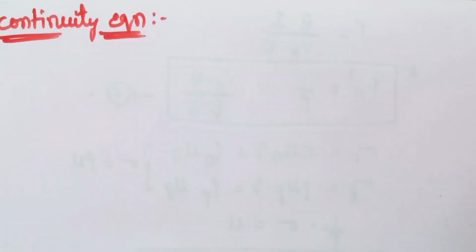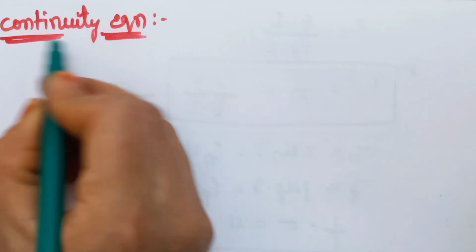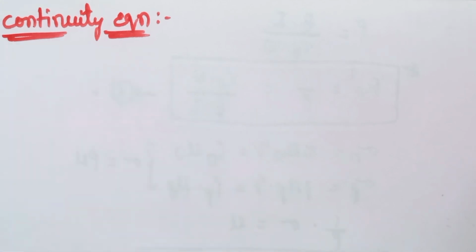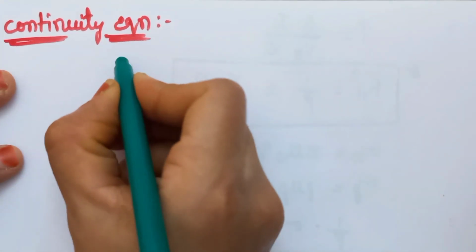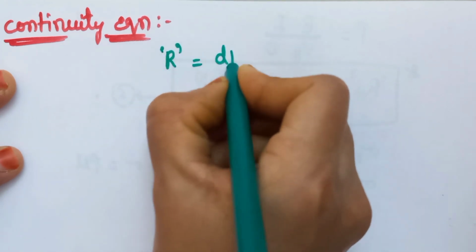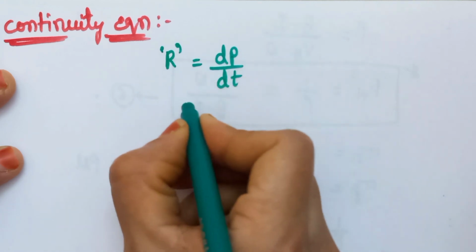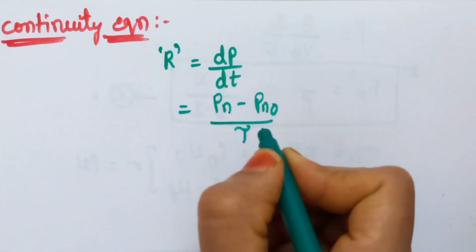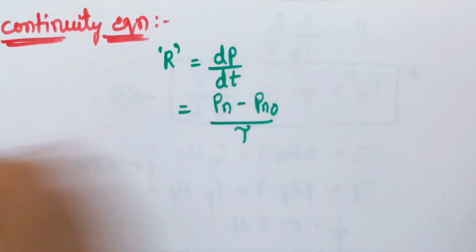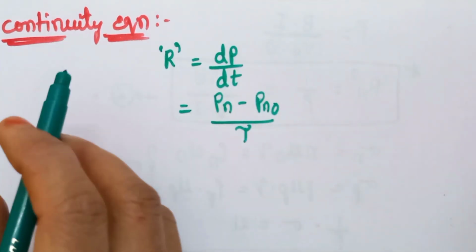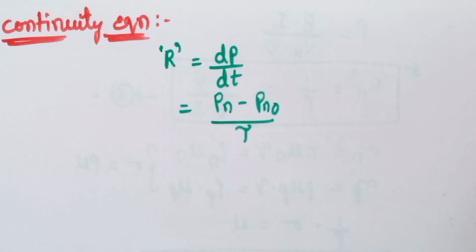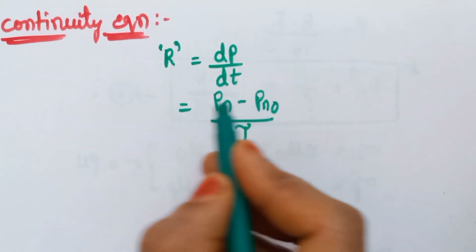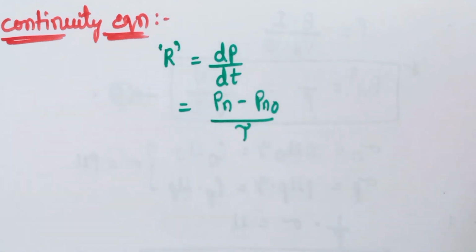I'd like to add one more small topic, that is the continuity equation. Here I am not going into detail, I would just like to define it. Let us take the recombination rate as R. The recombination rate R is equal to dP by dt, which can be written as Pn minus Pn naught by tau. The expression for the time rate of change in carrier density is called the continuity equation.